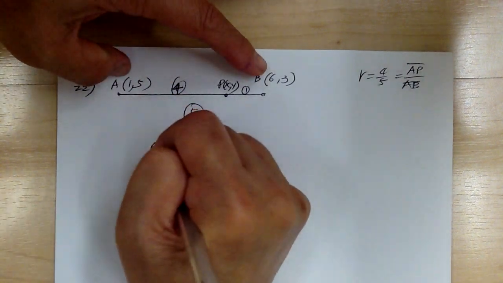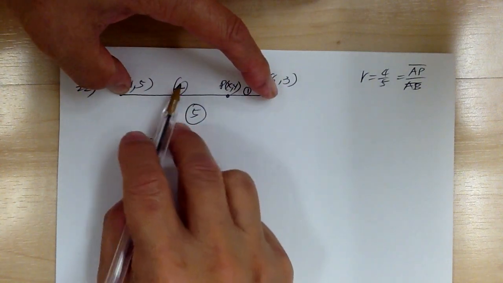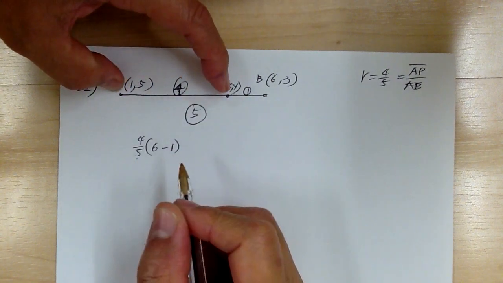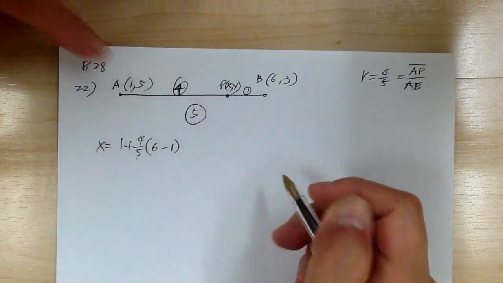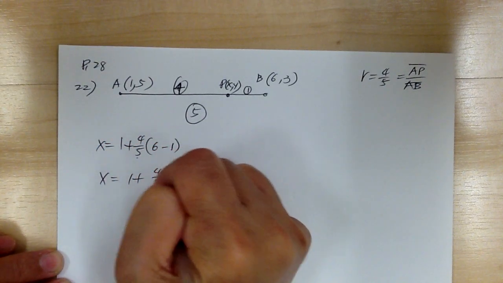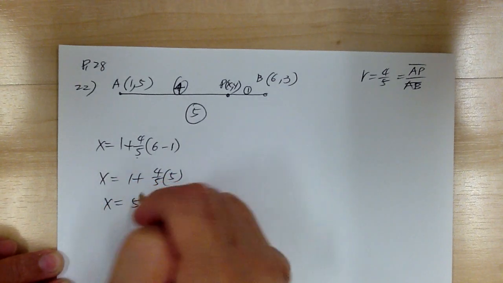Okay, so again you work the same way. So you're going to get 6 minus 1, so that is this distance over here, times by 4/5, that's your R, to get this distance. Then you have to plus what you start out, right? So that's your x. So x equals 1 plus 4/5 times 5, so x will equal 5.